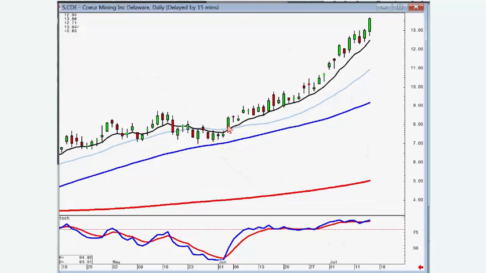Notice their best friend signal right here. And what was our criteria after that? You just stay long until you see a sell signal and a close back below the T-line.